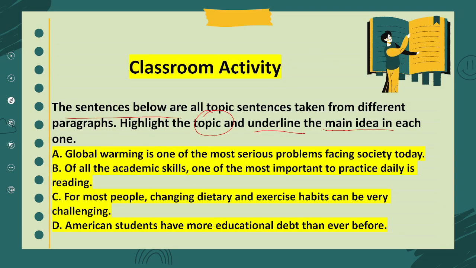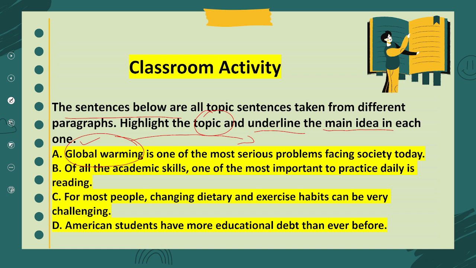Let's continue. Number 1 is, global warming is one of the most serious problems facing society today. What is the main topic? What do you think the writer is talking about in this whole paragraph? He's talking about global warming. And the paragraph with the specific words and details is going to show you all of the serious problems that global warming is putting on us.